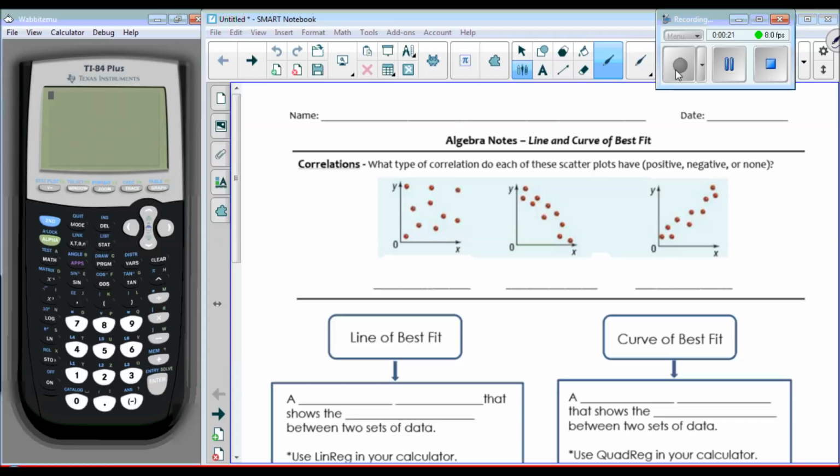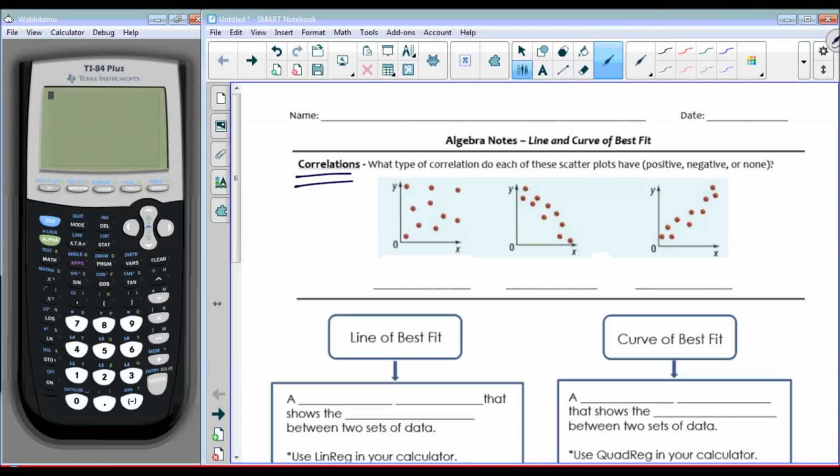Before we get into that, we're just going to talk about what a correlation is. A correlation relates to a line of best fit, and it basically is just telling us whether it's a positive, negative, or no slope at all. So this first one, these dots are just scattered around. There doesn't seem to be any connection between the x and the y. As we go across, it's not going up and down. It's not really any sort of pattern, so there is no correlation.